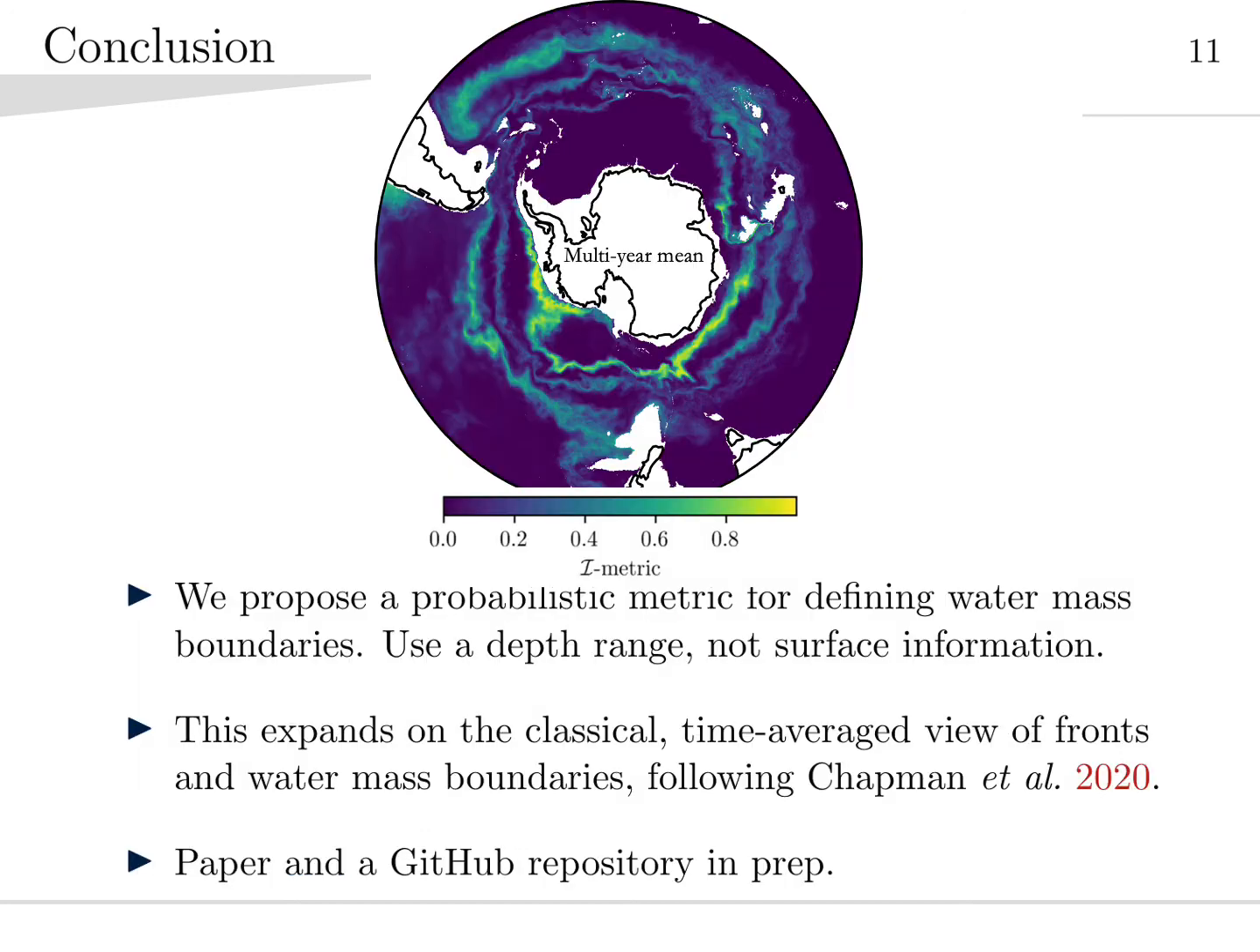In conclusion, what we've brought you is a new definition for what a front could be, based on water mass criterion in a probabilistic manner. This expands on the classical time average view of fronts and water mass boundaries. The paper and the GitHub repository for this work is in preparation, but we hope that you could explore this on your own datasets.